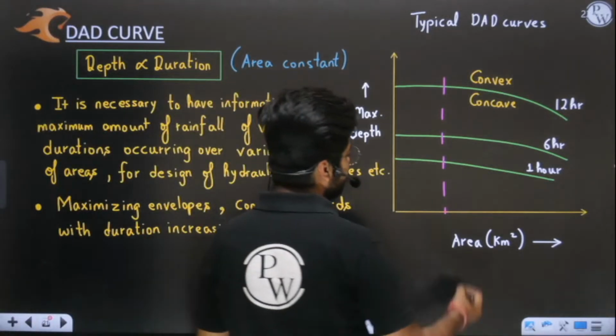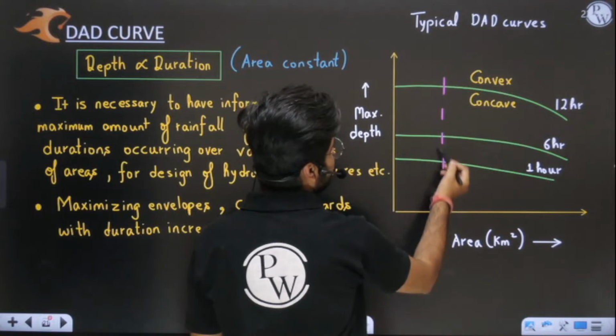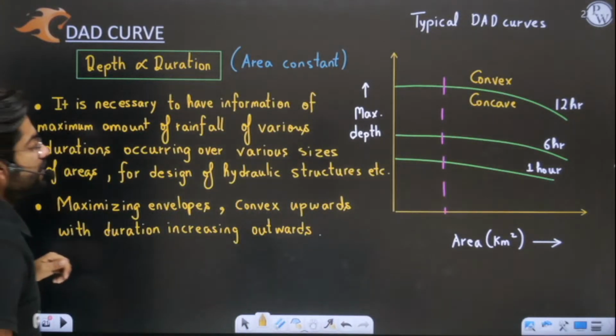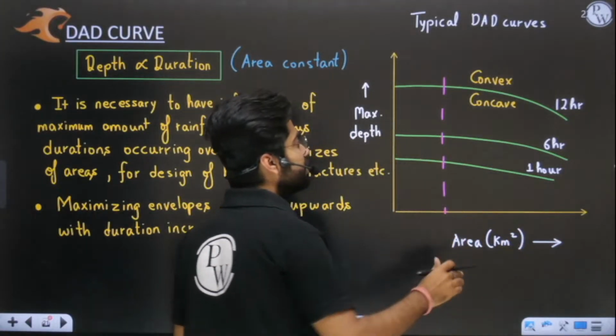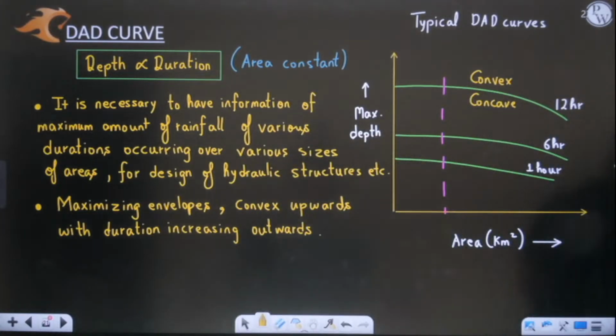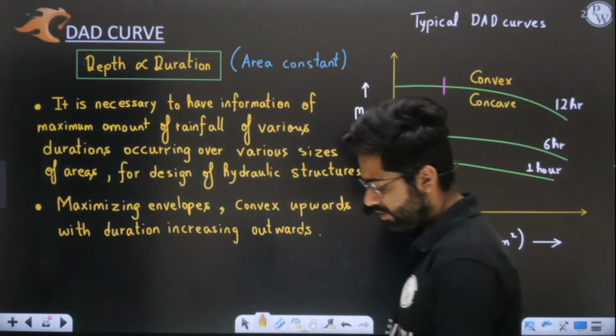Here you can see that when area is same for all these curves, then duration will increase: 1 hour, 6 hour, 12 hour, like that. So this is depth proportional to duration. And if you see a particular curve, you will see that when area is increasing, depth will decrease. So till here we have covered till yesterday. Now today we are going to discuss about, wait a second.